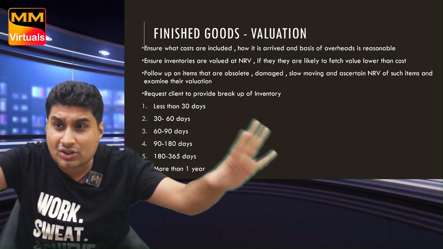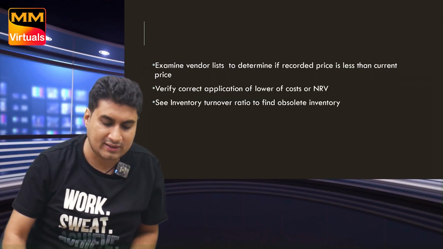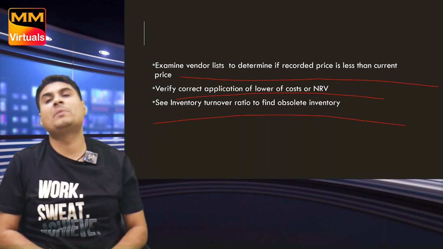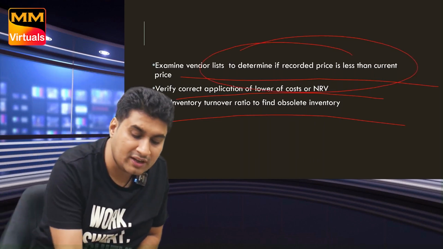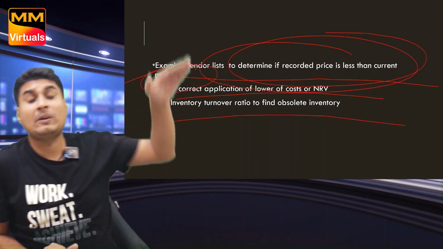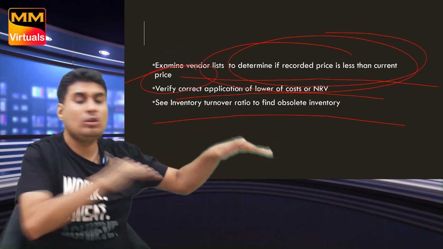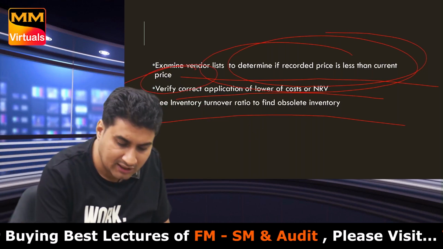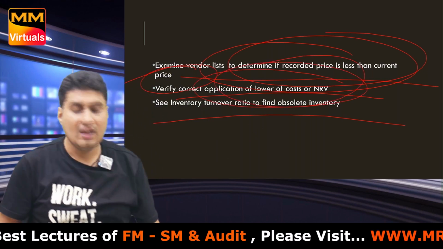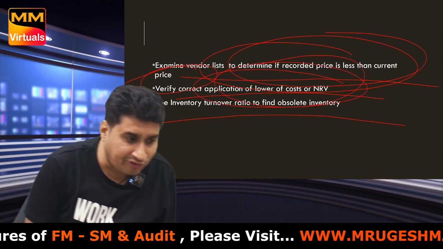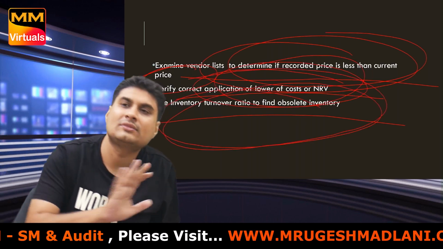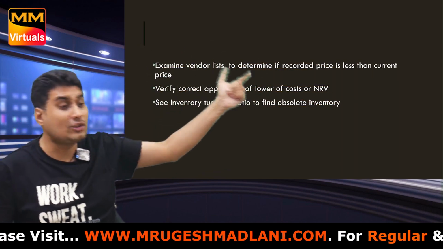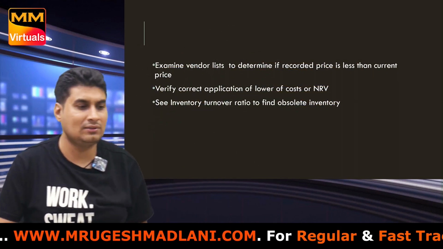In all valuations, these 3 points are there. Write-off is done by the appropriate person, proper write-off is done. See the vendor list to determine if the price is less than the current price. If the price has reduced, charge the actual price because we have to show inventory value today. Verify correct application of cost or NRV. See the stock turnover ratio to find out obsolete inventory. Clear? See, this inventory is not getting sold at all, and this obsolete inventory, write it off. Simple.